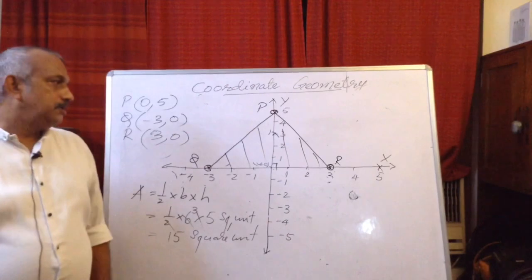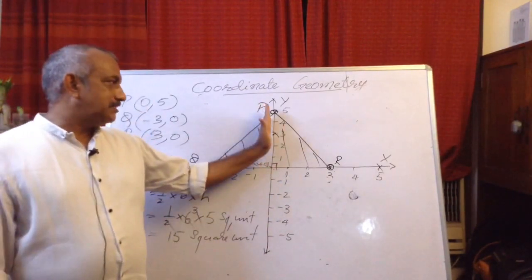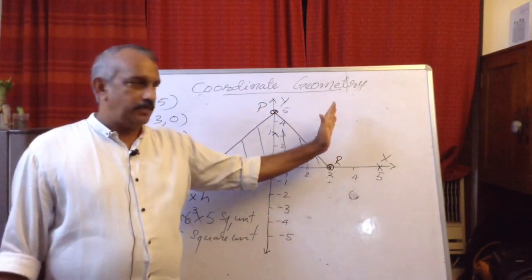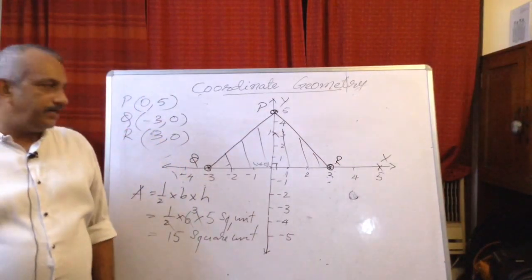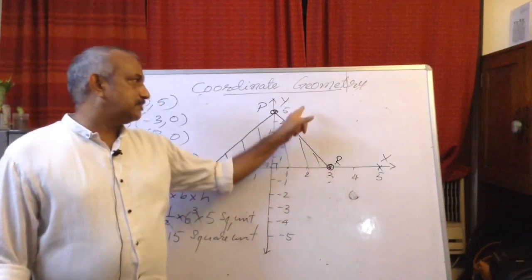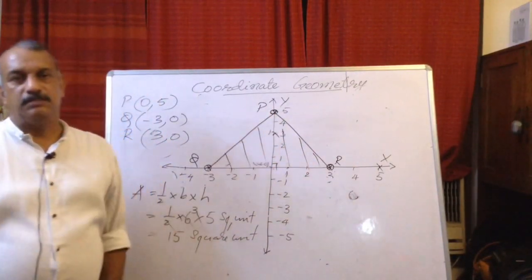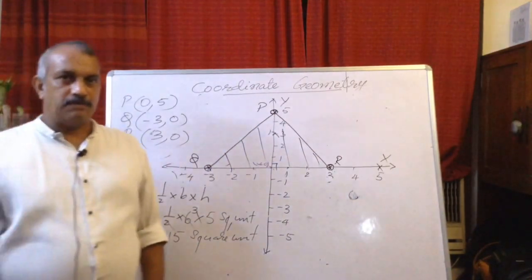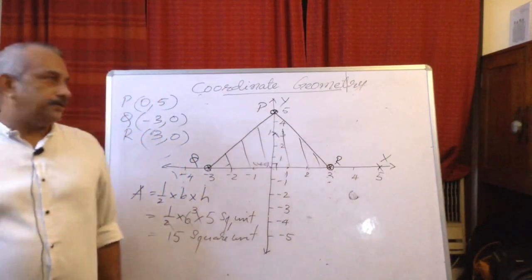Next one, the distance of a point from the y-axis is called x coordinate. Why is it called x coordinate? Because we find it on the x-axis only. So it is called x coordinate. And the distance of a point from the x-axis is called y coordinate, because we will find it on the y-axis. So it is called y coordinate. Then x coordinate is also called abscissa, and y coordinate is also called ordinate.